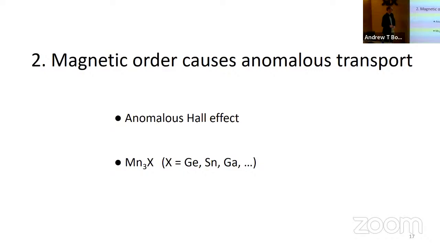In particular, they have an anomalous Hall effect, which is a contribution to the Hall effect that's not due to an external magnetic field. It's just intrinsic to the sample. And I want to show some example of this effect in this compound, manganese 3. Actually, I'll just show the germanium compound, but the same effect is observed in a number of different members of the same structural family.